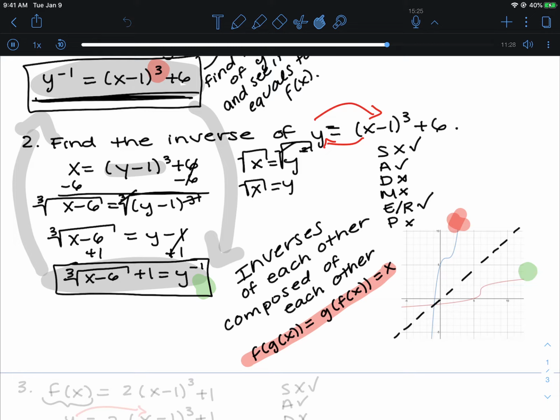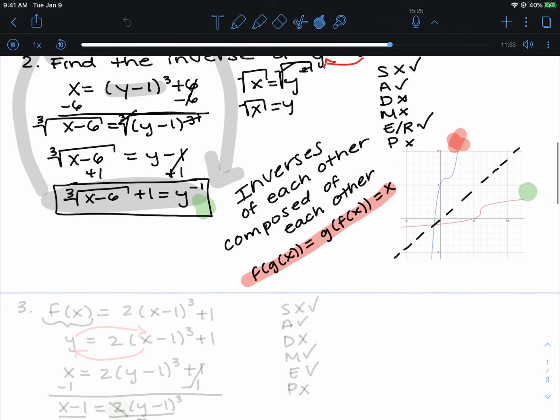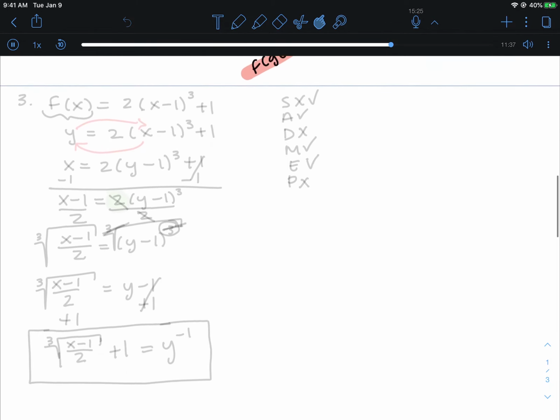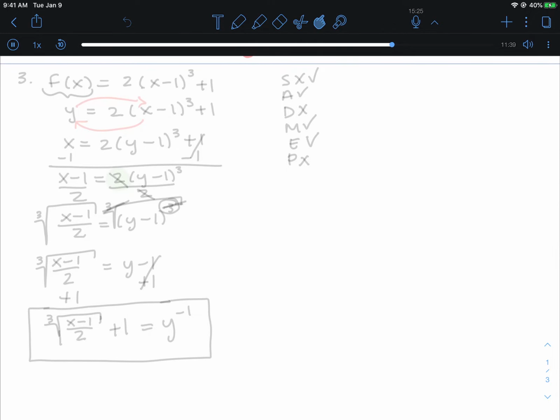Okay, now I'm going to do maybe 2 more examples, and then that'll be the end of this lesson. So that's what you guys are going to have to be doing for homework, finding the inverses of each other. Okay, so let's move on with the next examples.